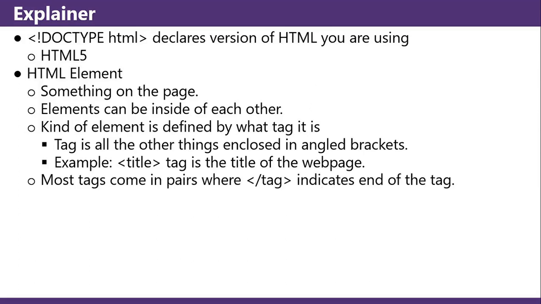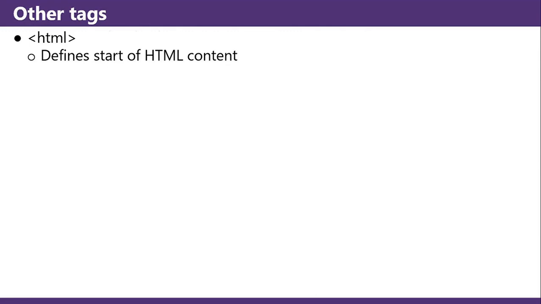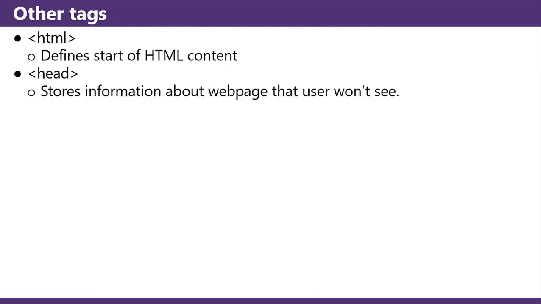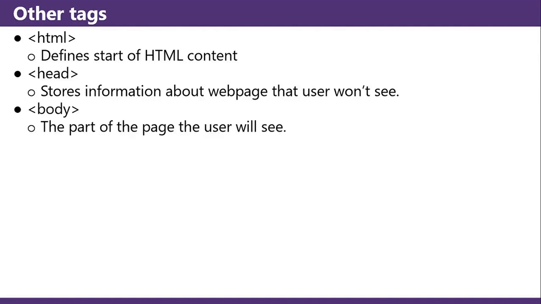Most tags come in pairs, where the /tag indicates the end of the tag. Other tags, HTML, define the start of HTML content. Head stores information about the web page that users won't see. Body, the part of the page that the user will see.